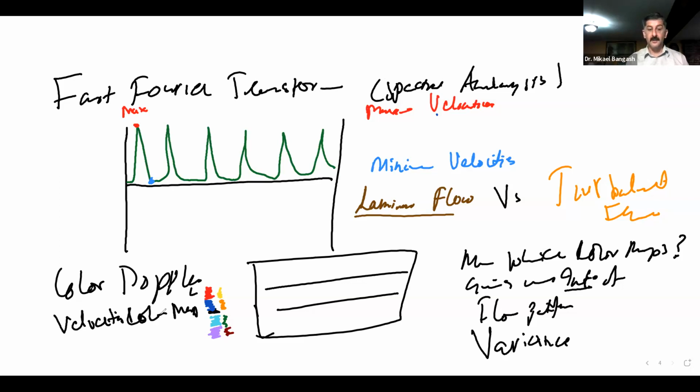So the question does arise: how does a laminar flow appear on a spectral Doppler? And how is it that a turbulent flow is going to appear on a spectral Doppler?